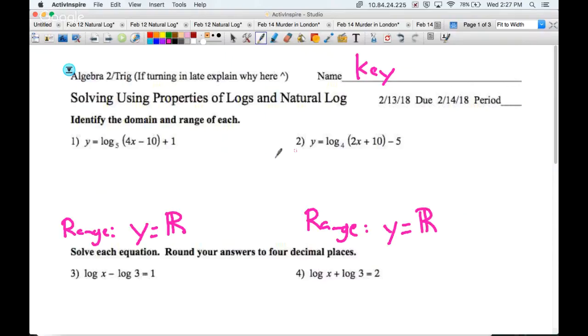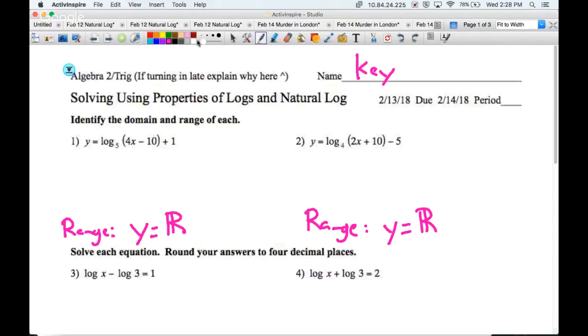And this is because if we think about the shape of a logarithmic graph, it extends all the way to positive and negative infinity. To negative infinity, usually along the vertical asymptote, and positive infinity just as x gets larger and larger. Now the domain is a little bit more tricky.